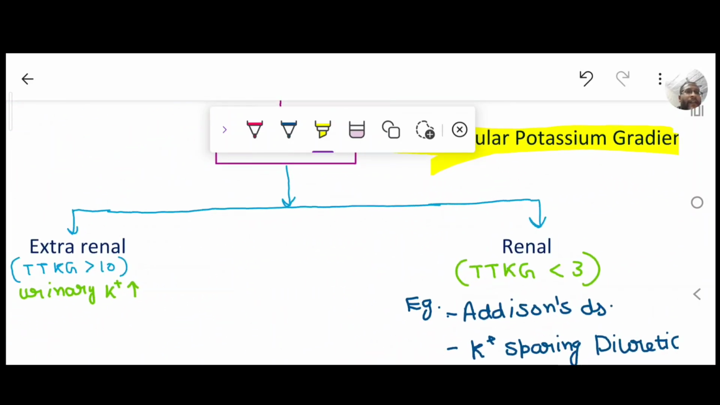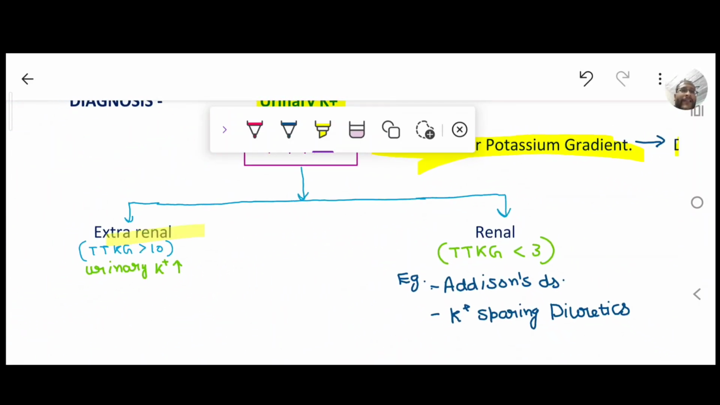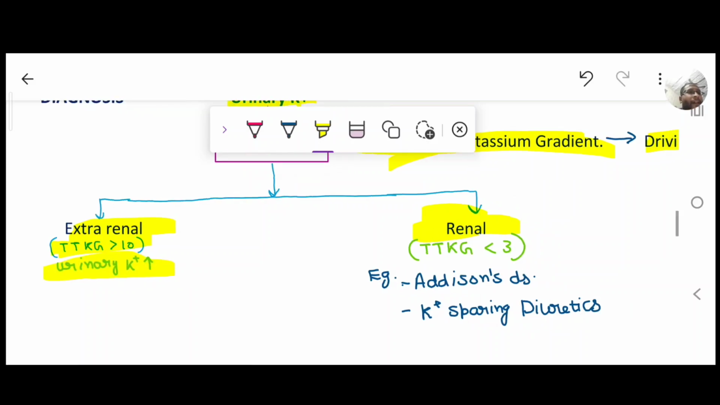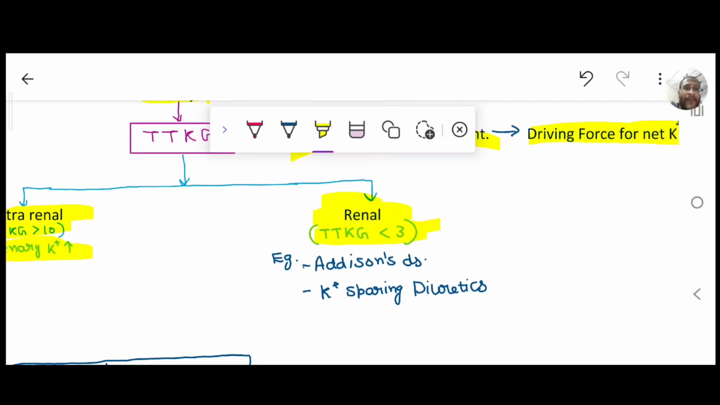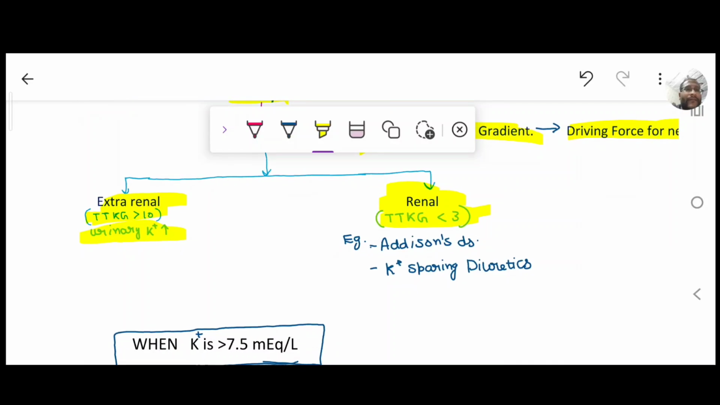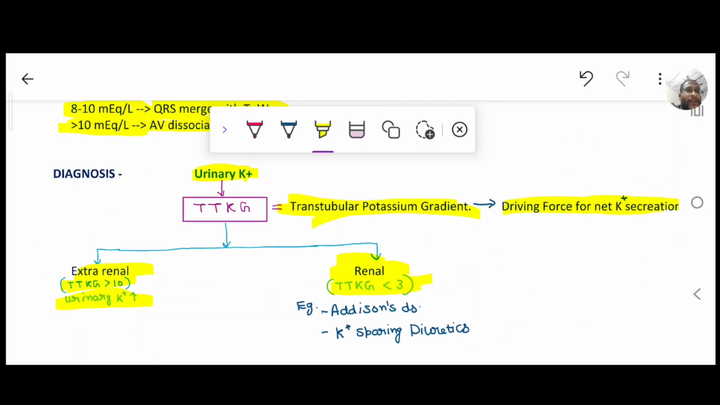So we can classify into extrarenal causes and renal causes. For the extrarenal causes, the TTKG will be more than 10 and there will be increased urinary potassium levels. And in the renal causes, there will be decreased TTKG and decreased urinary potassium, and the causes are like Addison's disease and potassium-sparing diuretics, which further cause hyperkalemia. So this is a very important slide, guys.